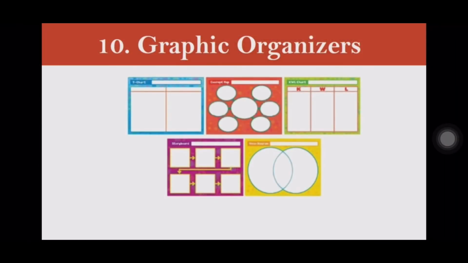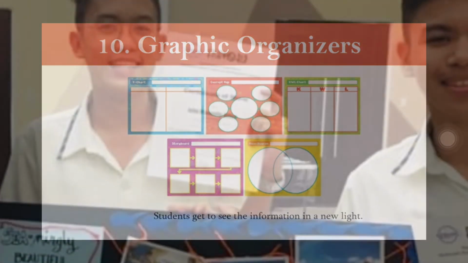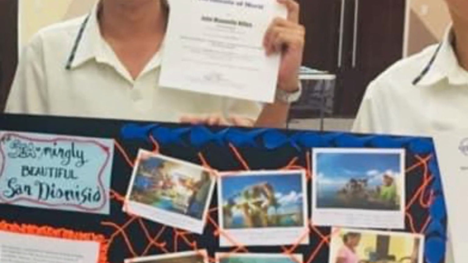Last, number 10, graphic organizers. Graphic organizers summarize the information in a concise manner. Using a flowchart, Venn diagram, or web, students get to see the information in a new light. This helps them organize the information in their minds so they can better grasp the new concepts.